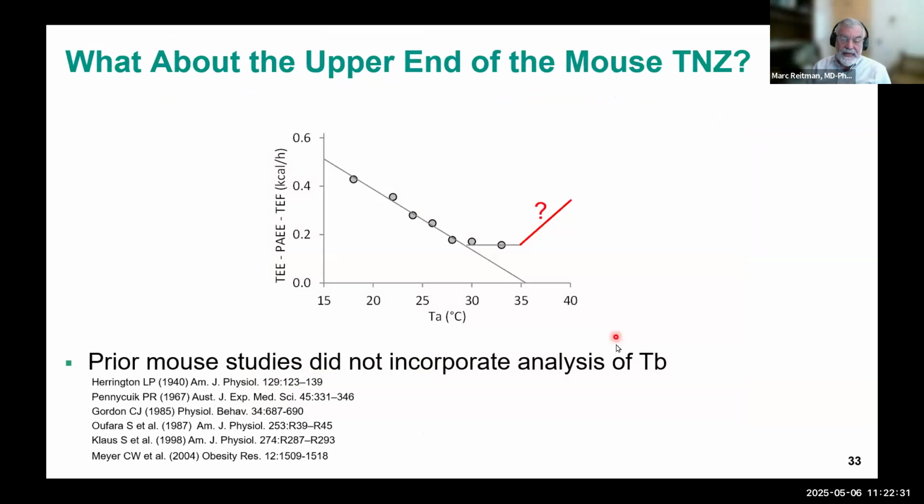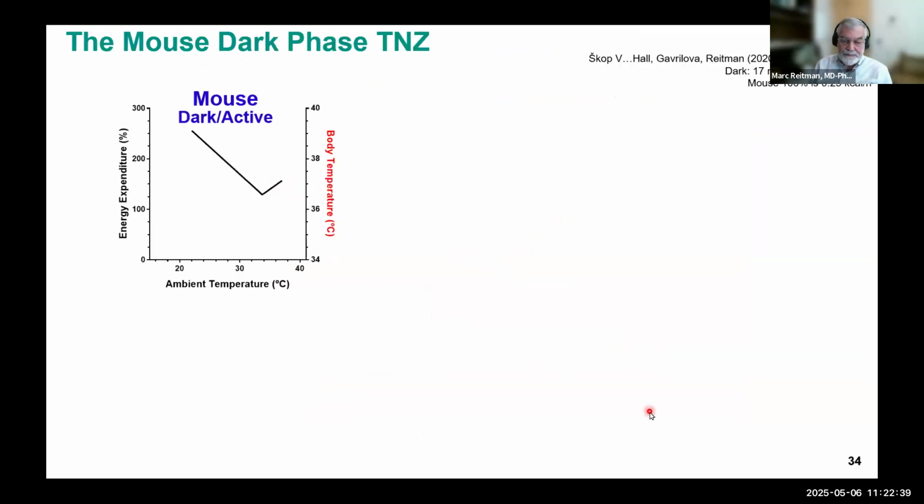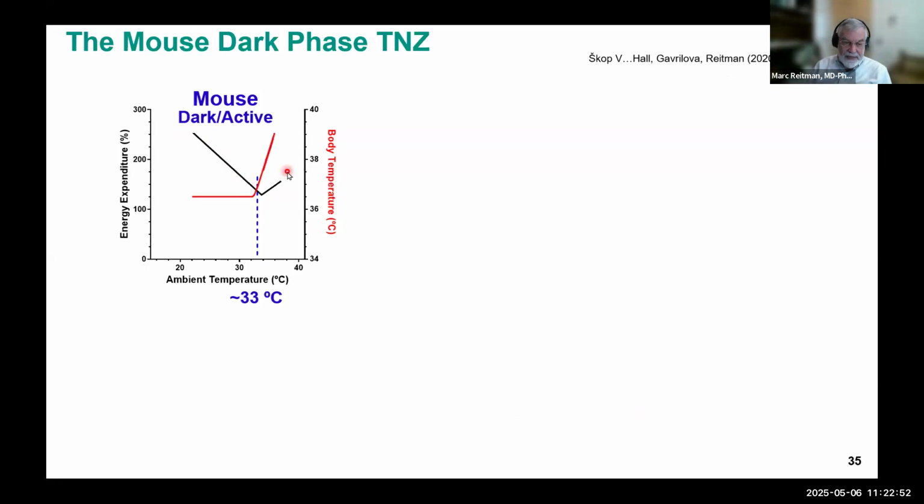Furthermore, some studies had approached what happens at the upper end of the thermoneutral zone, but nobody had ever measured core body temperature while doing it. And so we did this and got our first surprise, because when you look in the dark phase, you find that energy expenditure decreases, but rather than hitting a flat thermoneutral zone, it then increased at a certain point. And that certain point turned out to be the point at which body temperature increased.